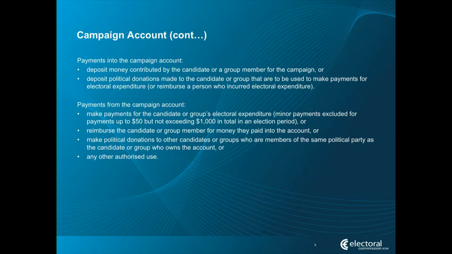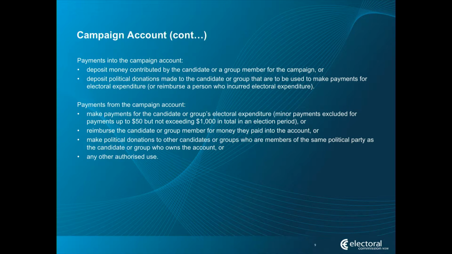Payments into the campaign account include depositing money that is contributed by the candidate or a group member for the campaign, and depositing political donations that are made to the candidate or group that are to be used to make payments for electoral expenditure or that are to reimburse a person who incurred electoral expenditure. Payments from the campaign account can include making payments for the candidate or group's electoral expenditure. Minor payments are excluded here for payments up to $50, but not exceeding $1,000 in total in an election period.